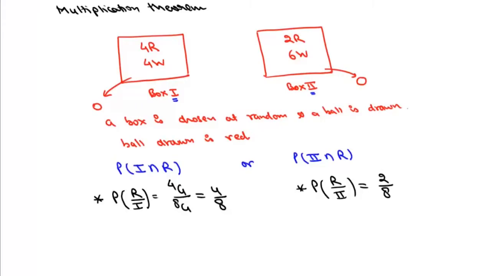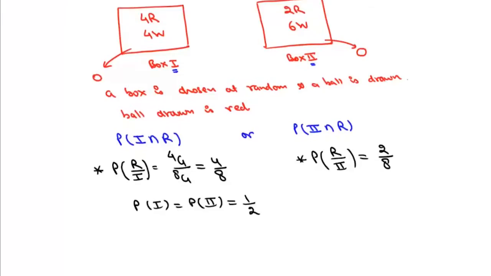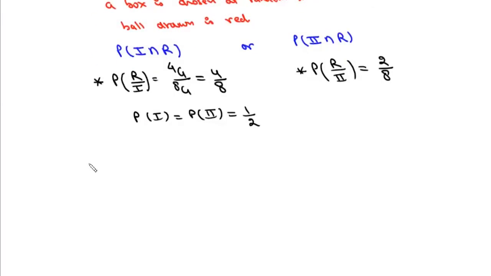Now if I ask you, what is the probability of choosing box 1? Since we have two boxes, we are going to assume the condition of equally likely. So the probability of choosing box 1 will be the same as the probability of choosing box 2, and this probability will be simply 1 by 2. Now we can use the multiplication theorem to find these two probabilities.